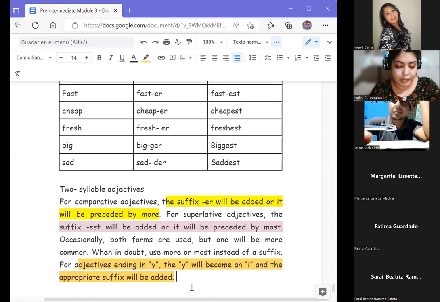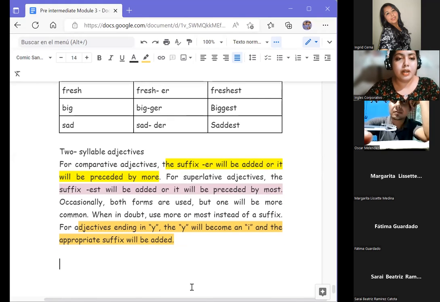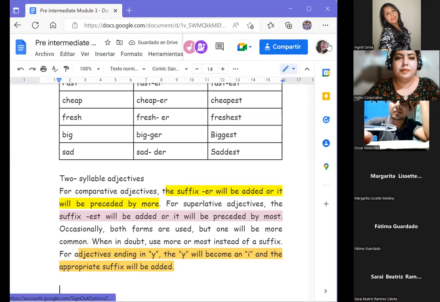So we are going to see here the example of that information.